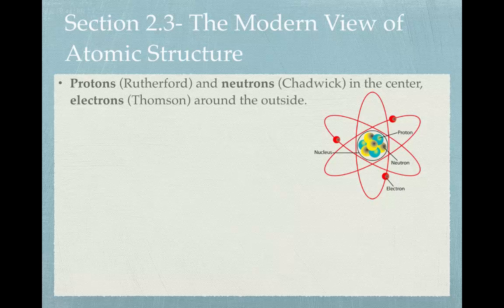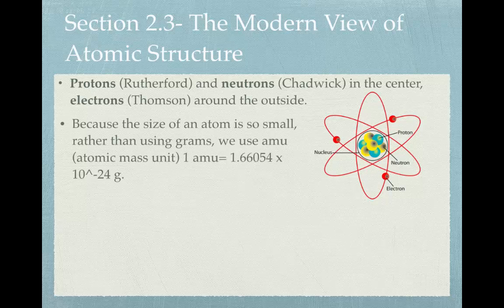Now this is actually not a correct model of an atom, but for right now we're going to accept it because that's what we're comfortable with. Okay? Because atoms are so small, rather than using grams to represent their mass, we use the atomic mass unit. So 1 AMU is equal to 1.66 times 10 to the negative 24th grams.